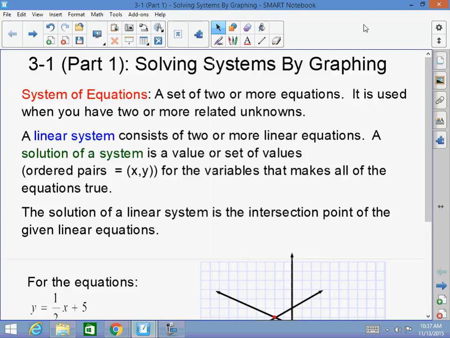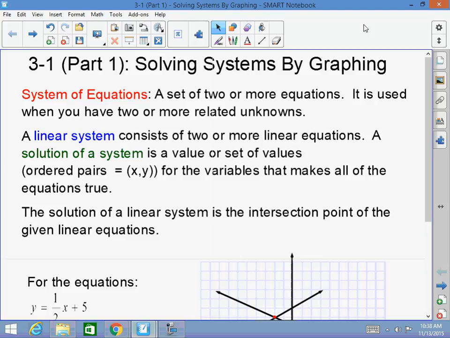Welcome back to Mr. Morrow's Algebra 2 class. Today we are going to start talking about systems of linear equations. And there are three methods of solving a system of equations. We're going to learn the first one of those today, which is solving by graphing.